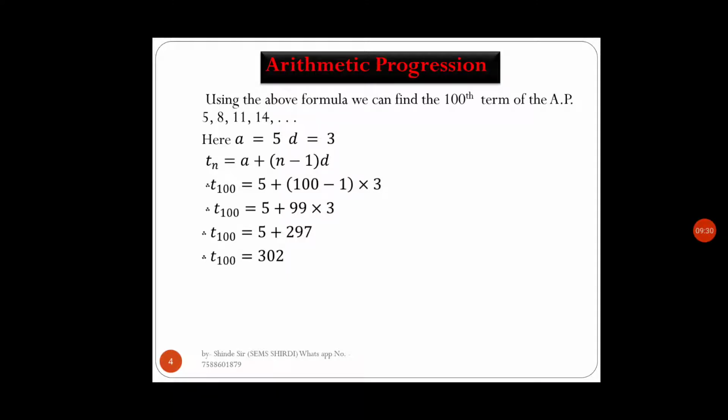Okay, in this way we find the nth or any given term of an AP by using the formula Tn is equal to A plus (n minus 1) into D, which is the formula for the nth term of an AP. Therefore the 100th term of the AP 5, 8, 11, 14 is 302.